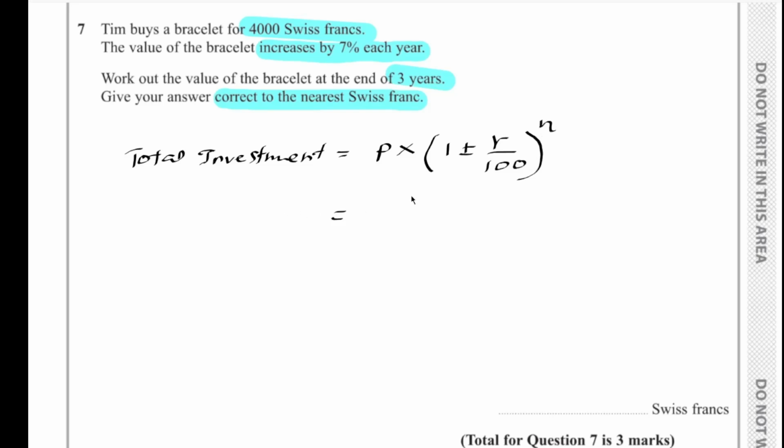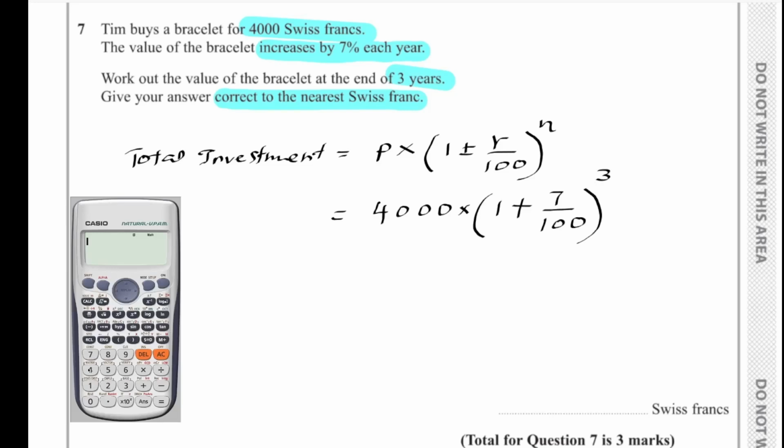So let's substitute the values. P, the initial value, is 4,000 francs, times 1 plus, because this value gets increased by 7% each year, so r equals 7 over 100, raised to the power of 3, because there are 3 years. After that, let's get the calculator and plug in the values: 4,000 times brackets 1 plus 7 over 100, close the bracket, raised to the power of 3, equals.